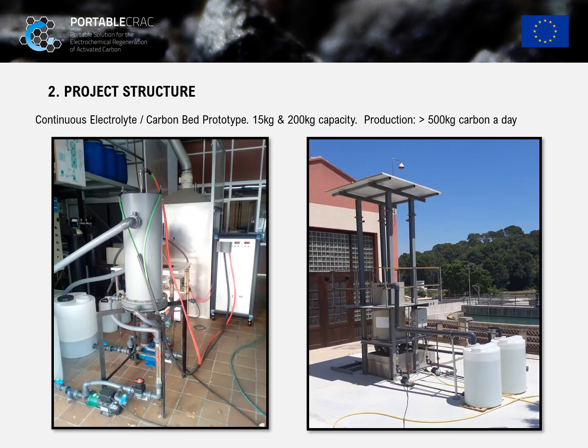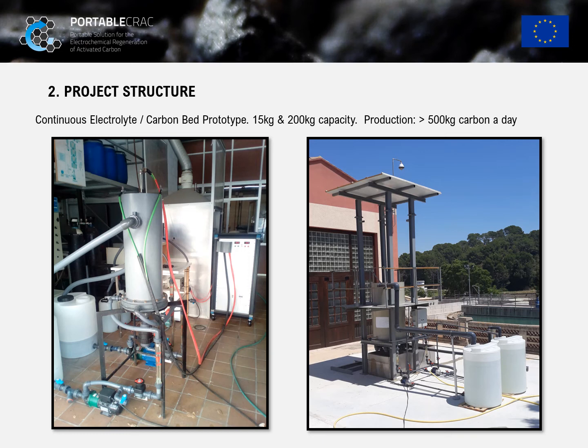The continuous electrolyte carbon bed prototype consists of a cylindrical vertical reactor with the option of operating in continuous mode thanks to an automatic loading and unloading system. Like the batch prototype, a smaller version was initially constructed and operated. It has a treatment capacity of 10 kilograms of carbon per batch. Then a bigger version was constructed with a treatment capacity of 210 kilograms of carbon per batch.